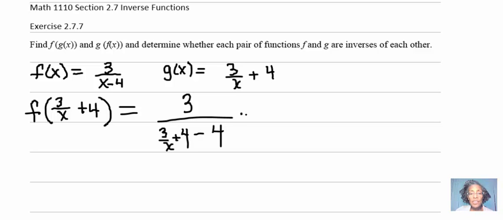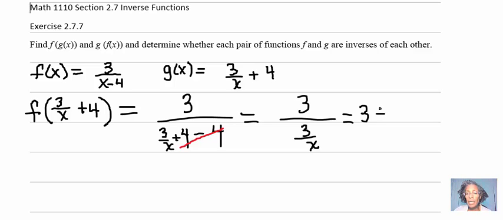So let's simplify this denominator. So the denominator is 3 over x plus 4 minus 4. But obviously, if we subtract 4 from 4, we simply get 0. So now our denominator simplifies to simply 3 over x. So 3 over 3 over x is the same as 3 divided by 3 over x. Remember, a fraction bar means divided by. So we're replacing this main fraction bar with the division symbol.